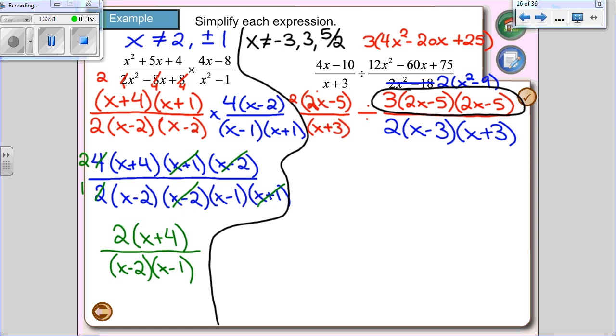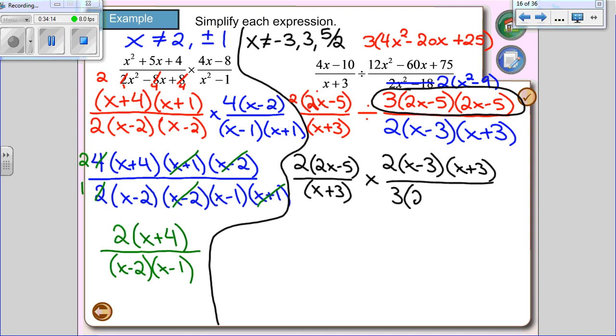The third step is where we learn what today's lesson is all about. We have a fraction divided by a fraction. The way we solve that is keep, change, flip. So change that division into multiplication. Now you're going to have 2x minus 5 divided by x plus 3 in a set of brackets, multiplied by 2x minus 3, x plus 3, divided by 3, 2x minus 5, 2x minus 3. Instead of writing 2x minus 5 twice, I could write it 2x minus 5 squared. There's two of them, and that's all squared means. So if you ever see that, it just means you have the binomial twice. Saves you some writing.